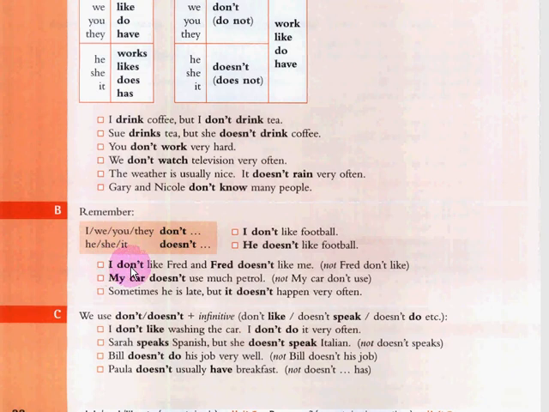I don't like Fred and Fred doesn't like me. You don't say Fred don't like, okay? And then, my car doesn't use much petrol. By the way, when you say my car, you can substitute it with the word it, right? So we use doesn't or does not. You don't say, my car don't use, because that is wrong. Remember, we use doesn't for the word it, okay?